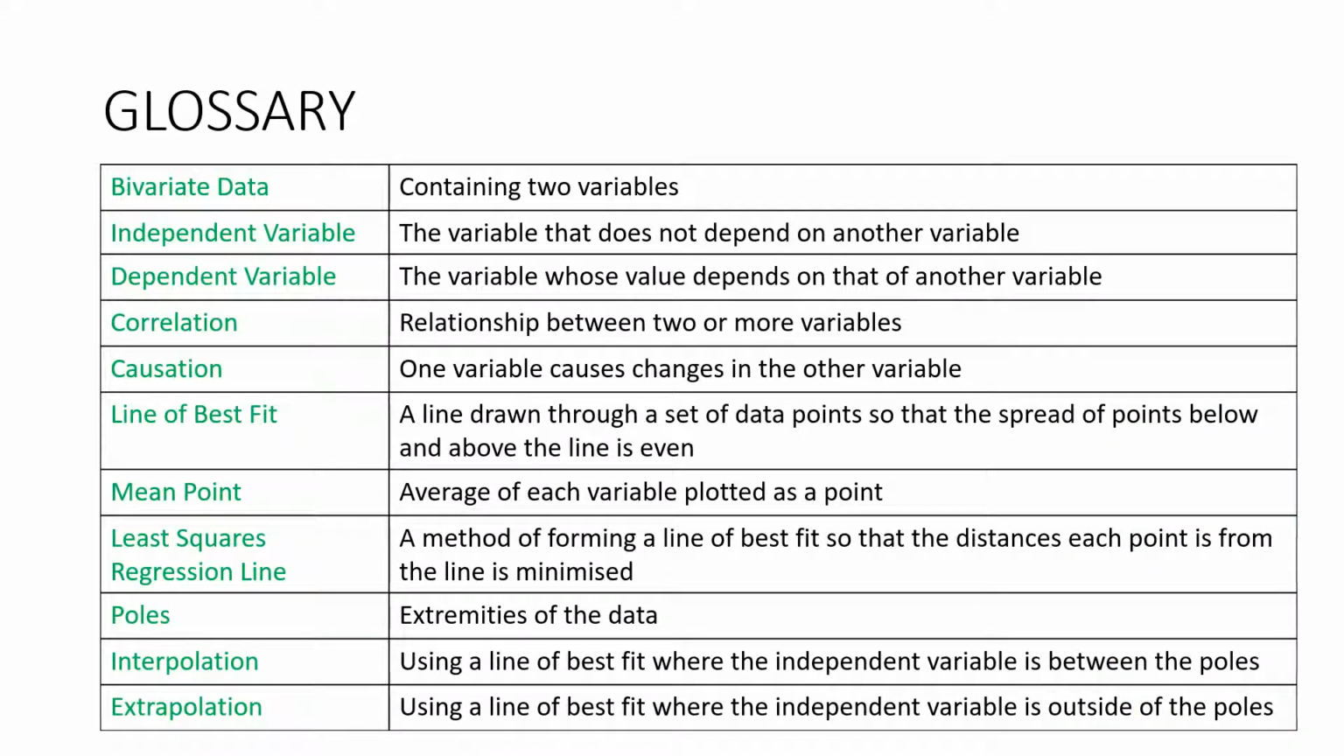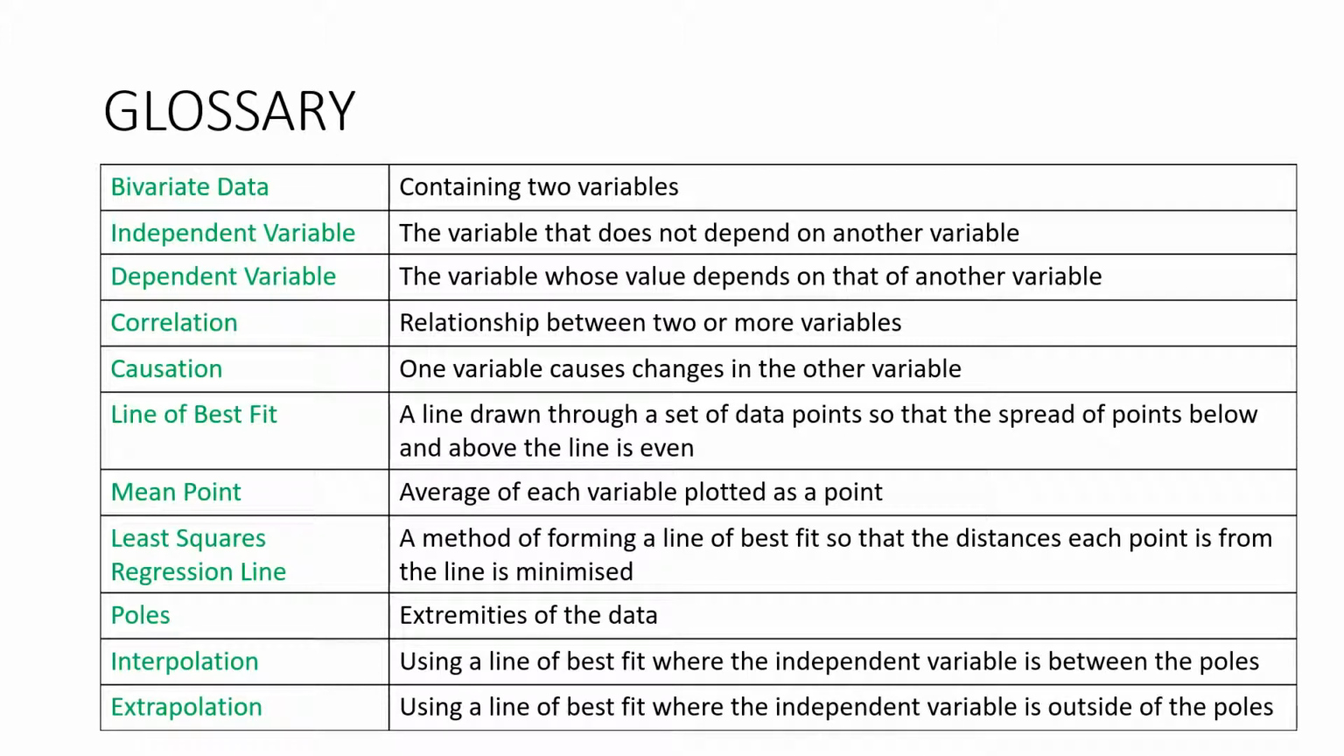Just before we finish, here's a glossary of the words that we learned, because there are quite a few in this topic. Bivariate data means it's got two variables. The independent variable is the variable that doesn't depend on another variable, whereas the dependent variable is the one whose value depends on that of another variable. Correlation refers to the relationship between two or more variables. Causation means that one variable causes changes to the other variable. Line of best fit is a line drawn through a set of data points so the spread of points below and above the line is even.